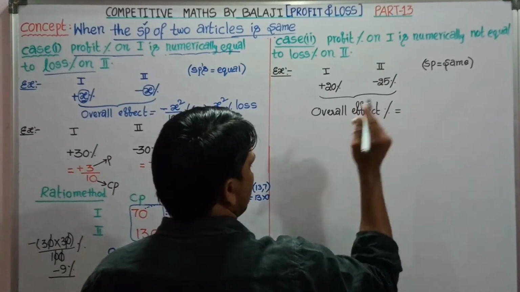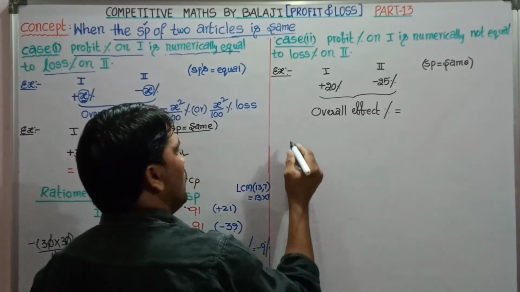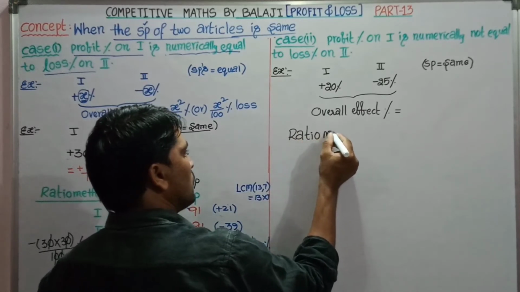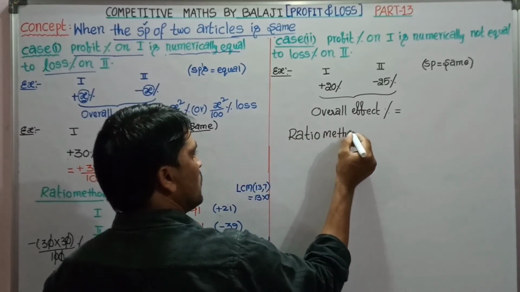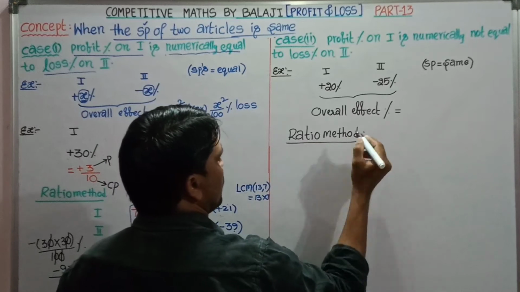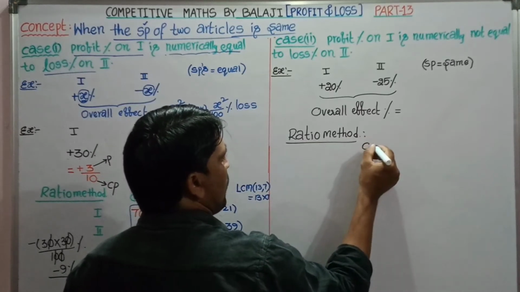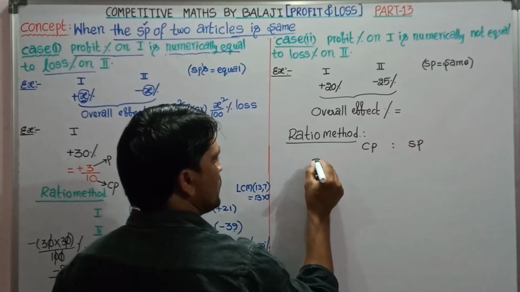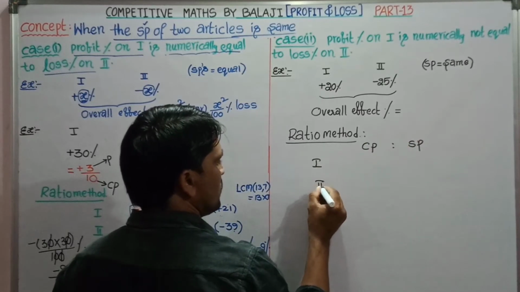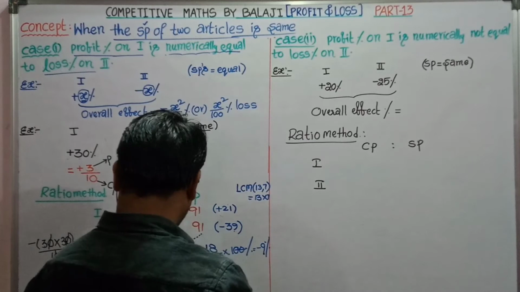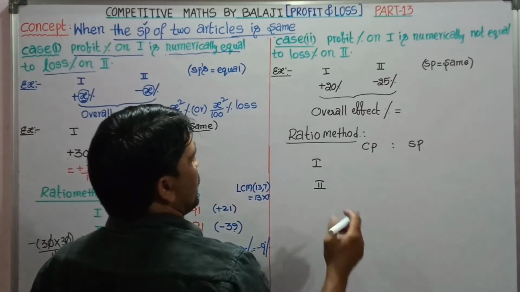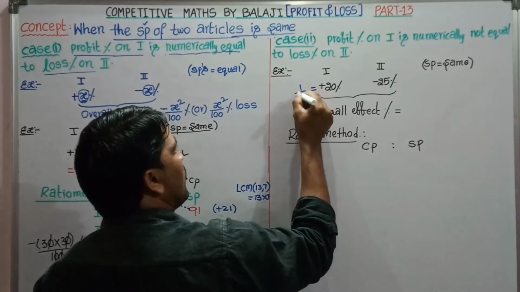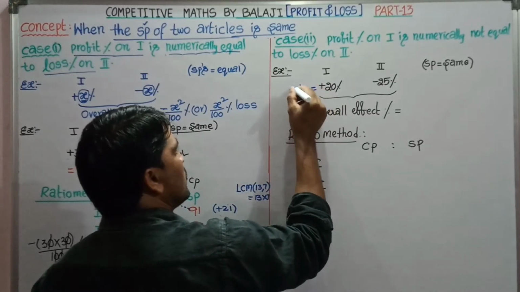The overall effect percentage is equal to... let us see it by the ratio method. The CP and their SP ratio. This is the first pen, this is the second pen. Since the fraction value of 20% is 1 by 5, this is profit.